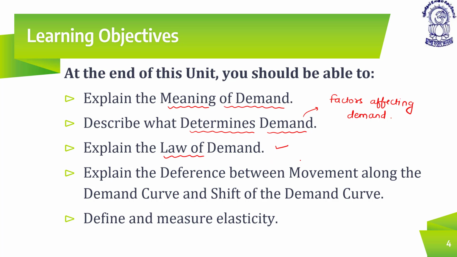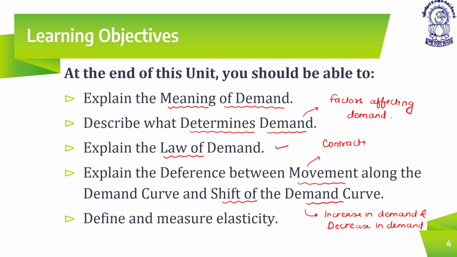We'll see the difference between movement along the demand curve and shift to the demand curve. So basically, shift is known as increase in demand and decrease in demand. So in case of increase and decrease in demand, it is called as shift. And movement is in the case of contraction of demand and extension of demand.